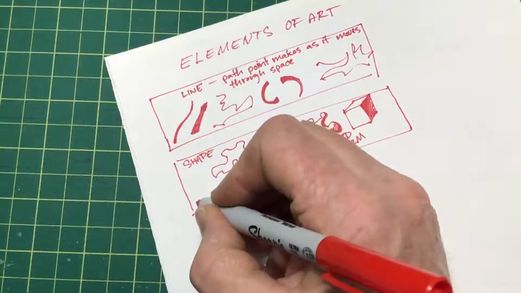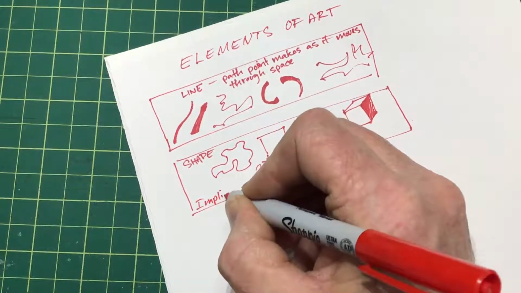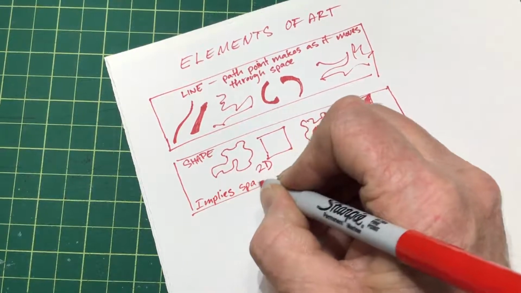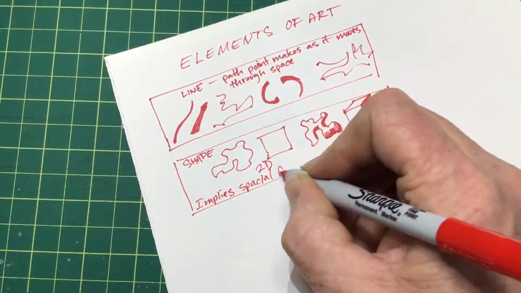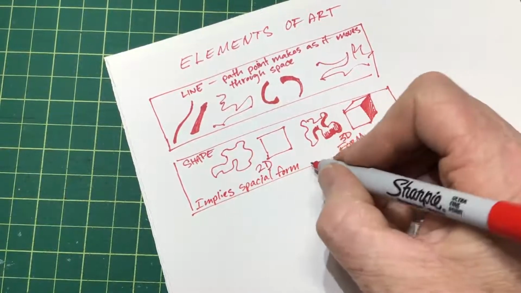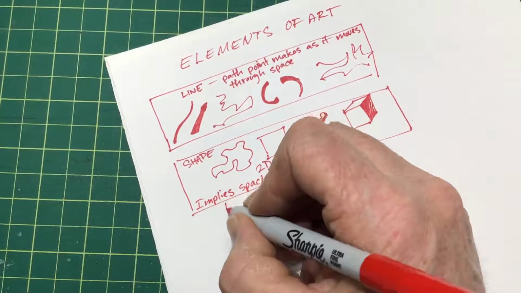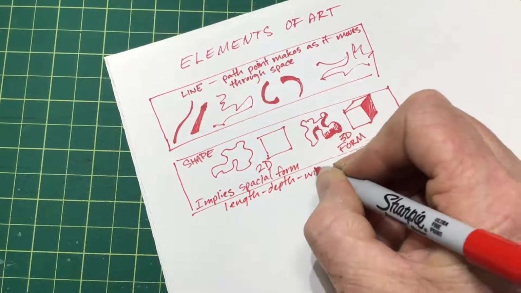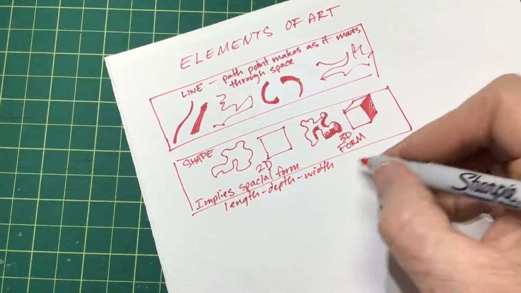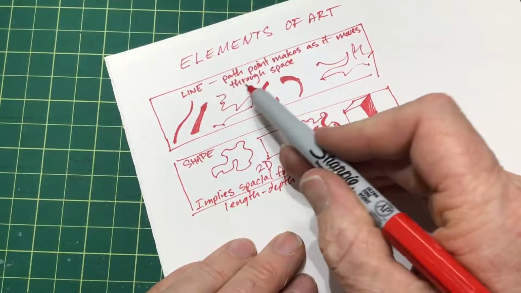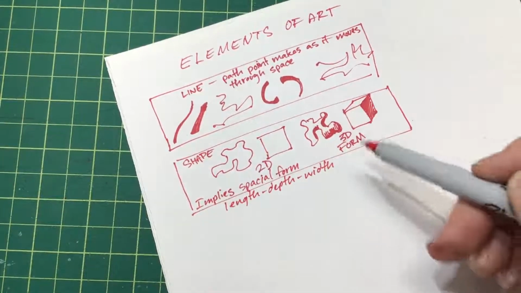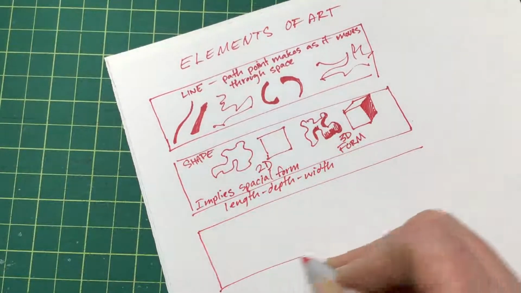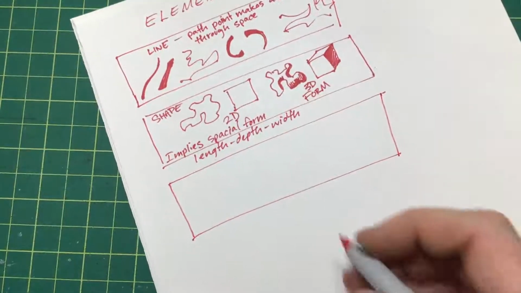So here's a definition. The shape and form implies, that means it hints that there is spatial form. Again, we're dealing with that spatial thing. Form or the length, depth, width. It all has to do with space, just like we talked about line in space. Do you see a common theme here? Because we're going to get to space next, and everything deals with space. It's such an important concept.